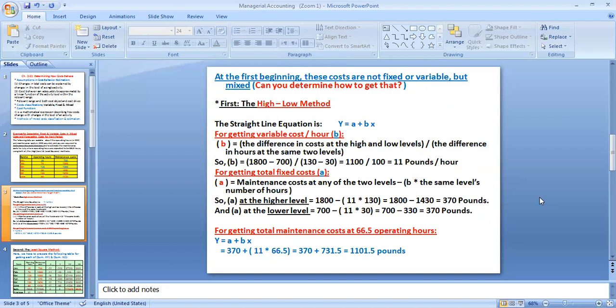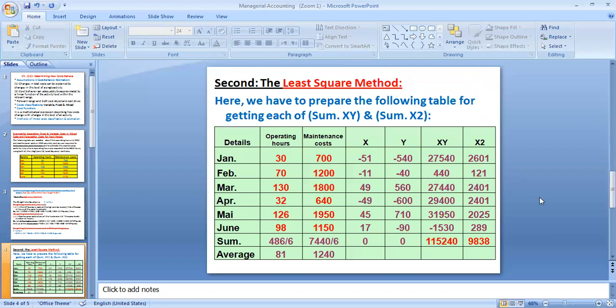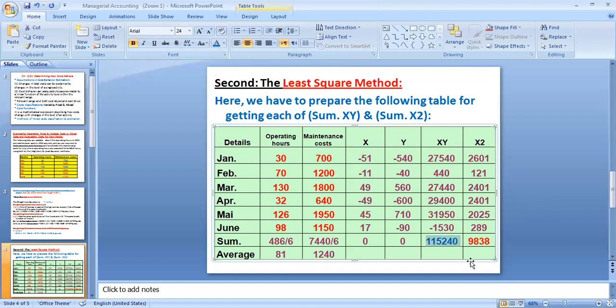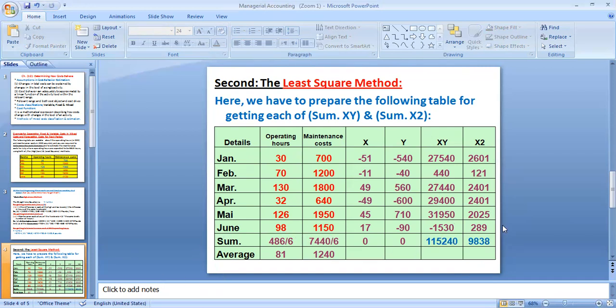But to arrive at these results, I need to prepare this table. A very big table. Why are we preparing it? Just to get this figure and that one. All we will get out of this very big table is these two figures. They are called summation of XY, and the other one summation of X squared.